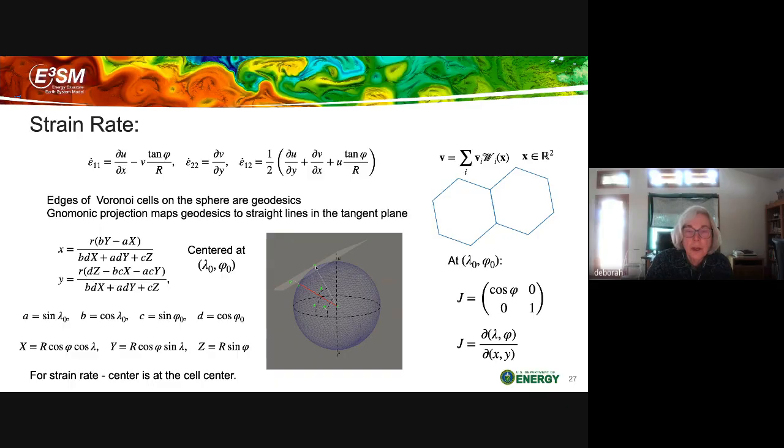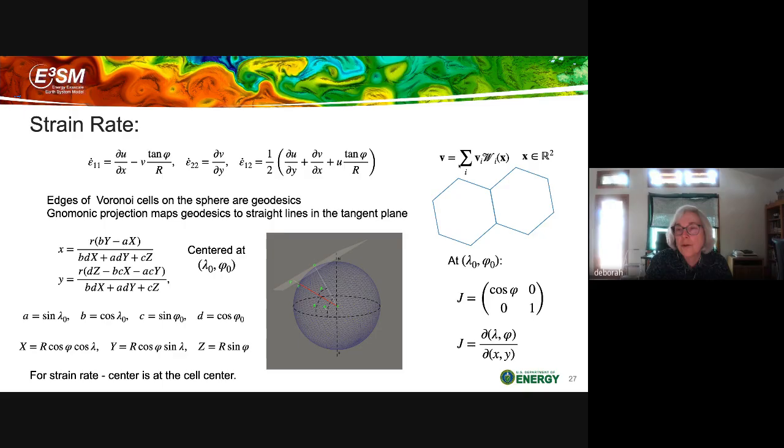So here's a tangent plane at O. Here's a point P on the sphere. The gnomonic projection is the projection from the center of the sphere along a ray intersecting that plane. Now, a nice property of the gnomonic projection is that geodesics map to straight lines in the tangent plane. And our polygonal meshes, the spherical meshes, the edges of the mesh are geodesics. And so we wind up projecting our mesh into a nice set of polygons in the plane.